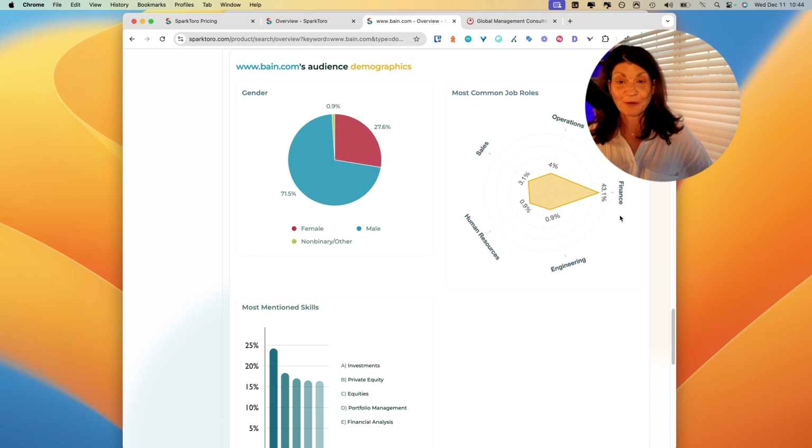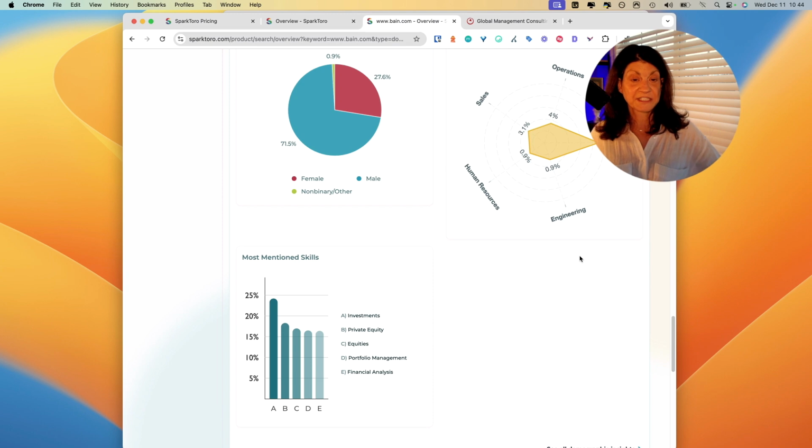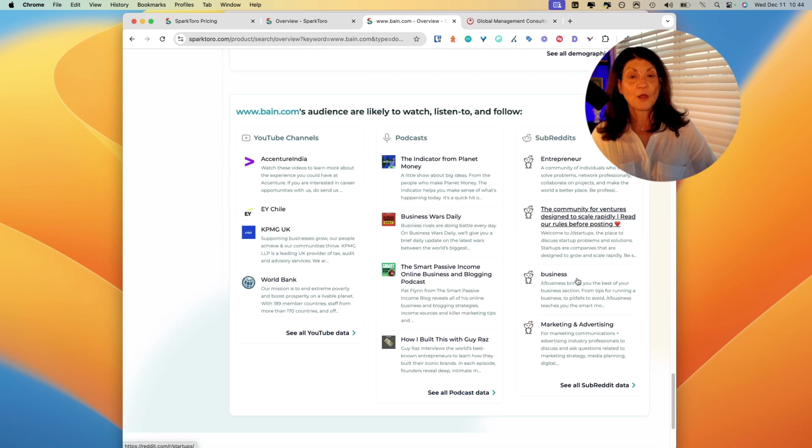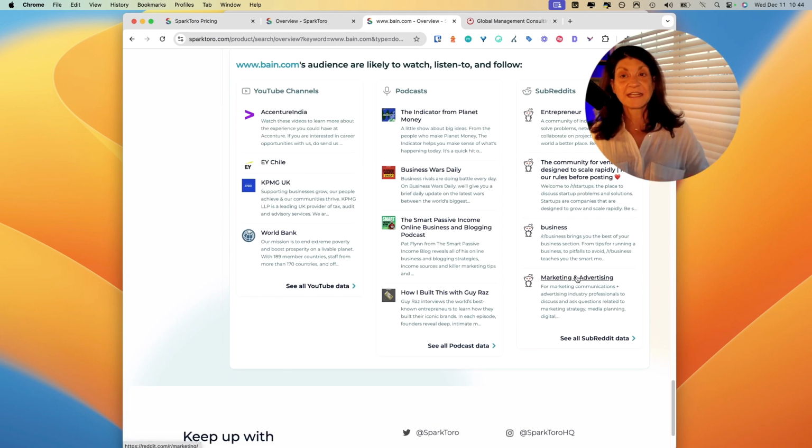We also can see job roles. If you're trying to speak to the sales team, you probably need to think more specifically about where those people are, because they're not necessarily on Bain's website, and a lot of them are in finance. When we want to do a cross promotion, we can understand which YouTube channels, podcasts, and subreddits they are involved in. This was kind of surprising.